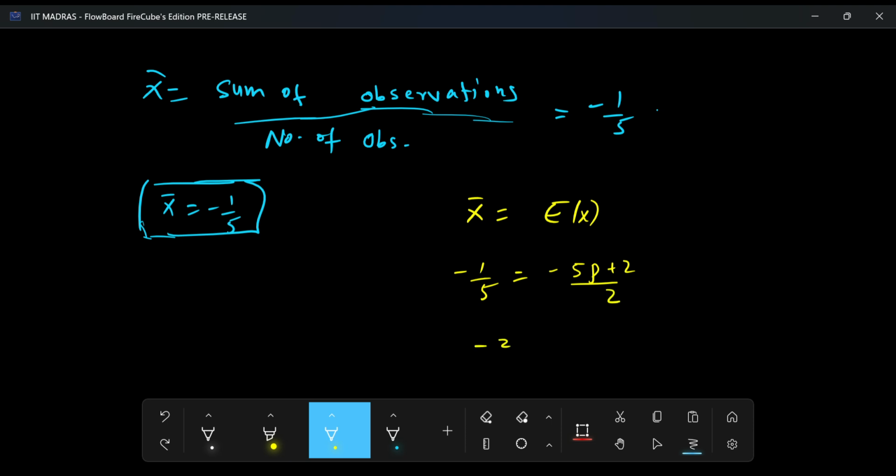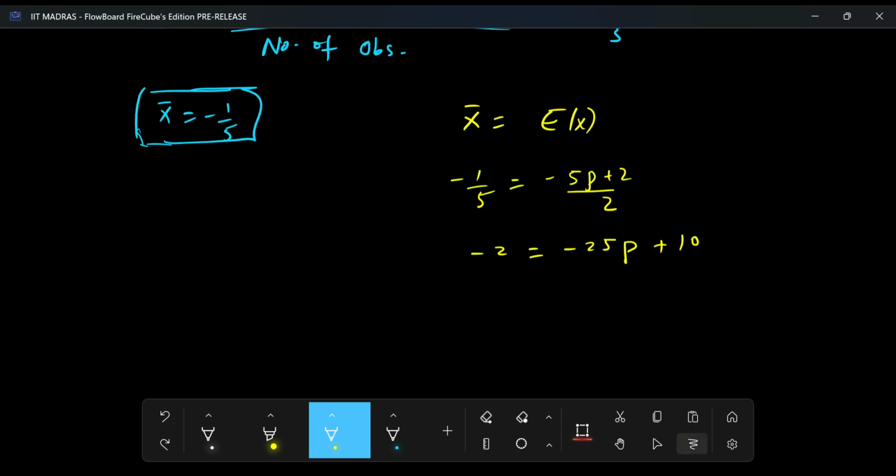So this is -2 is equal to -25p plus 10. So this is nothing but 25p is equal to 8. P is equal to 8 upon 25. This is my P. That is P MOM.